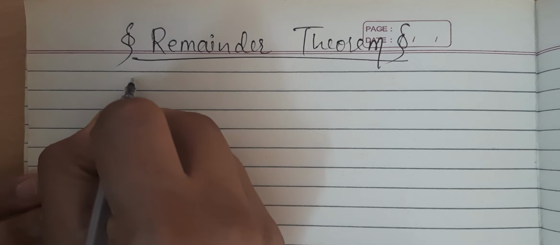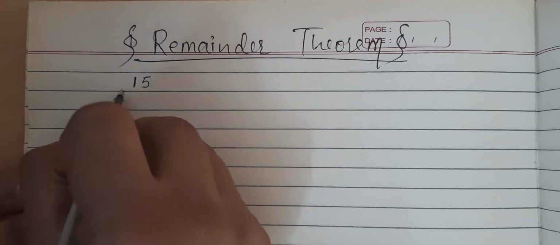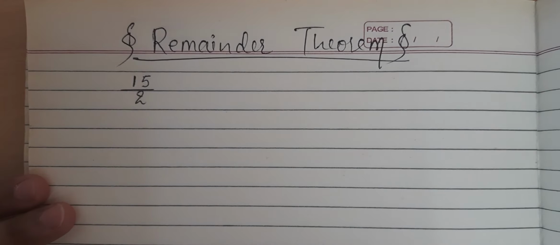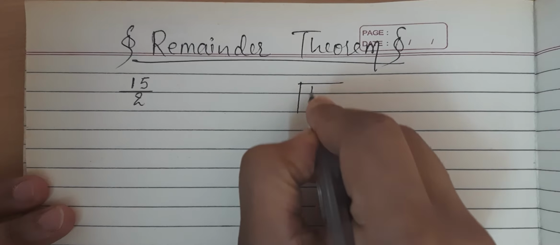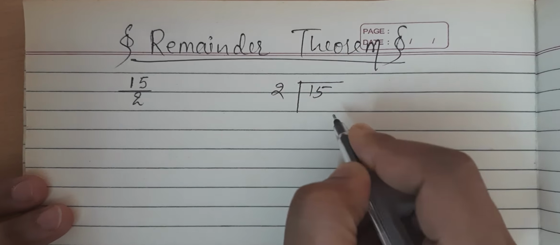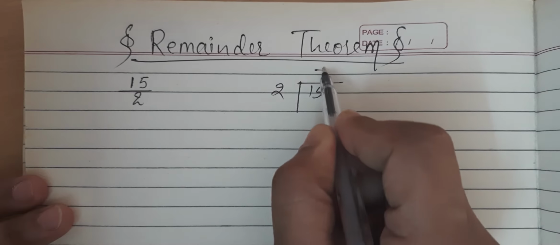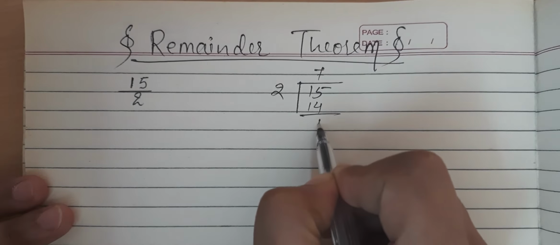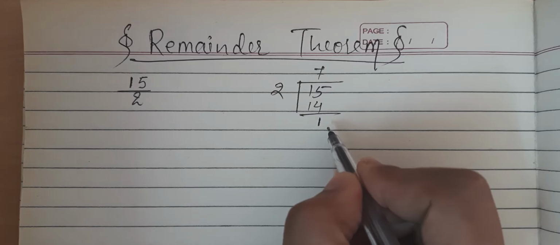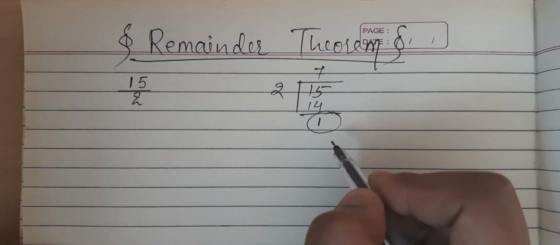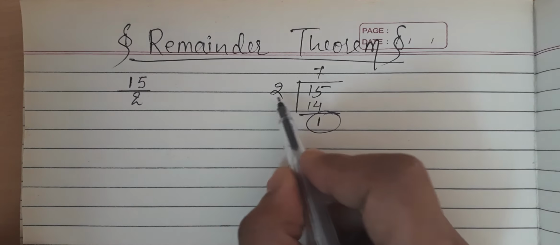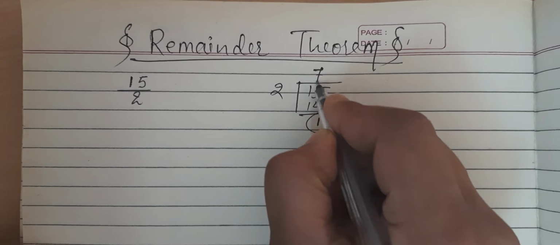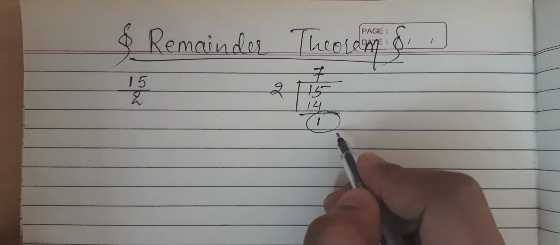If I say divide 15 by 2, so when you divide 15 by 2, it's 7 times 2 is 14 and 1. You will find that 1 is the remainder. Okay? When you divide 15 by 2, you will get this 1 as a remainder.